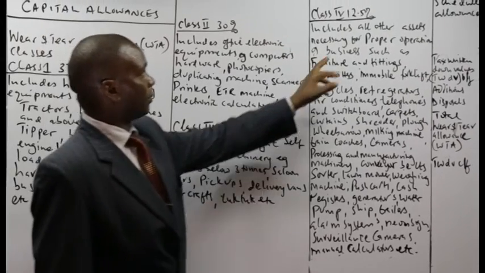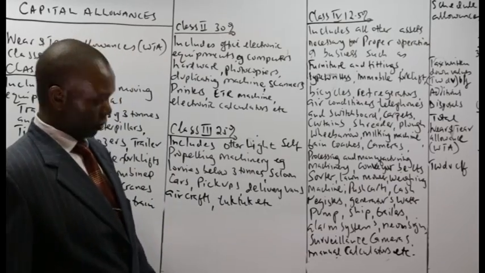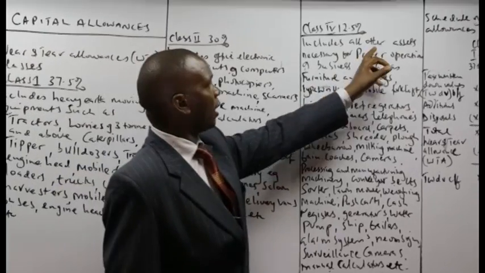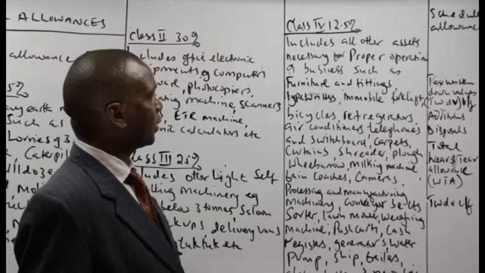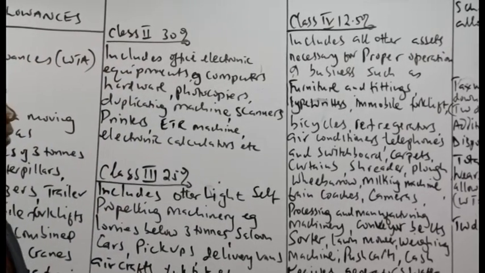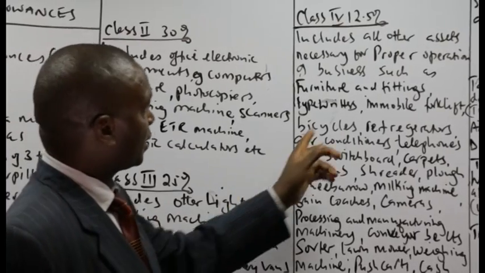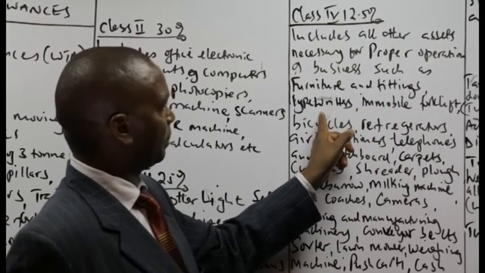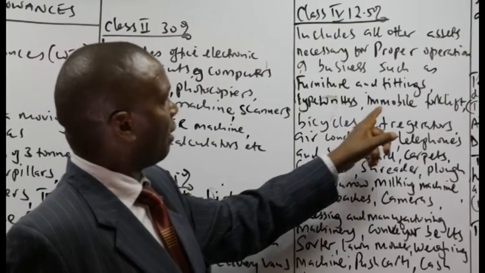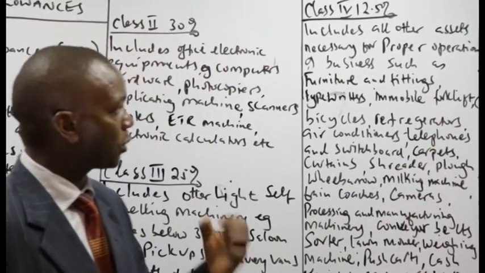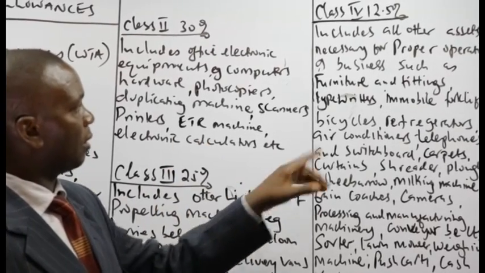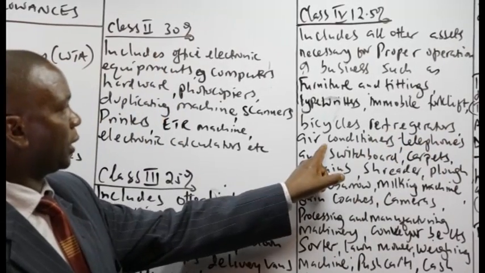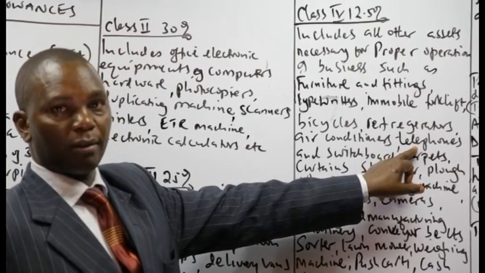Then we have class 4. The rate of wear and tear allowance is 12.5%. It includes all other assets necessary for proper operation of business. So all other assets now for proper operation of business, such as furniture and fittings. We have typewriters, basically the manual typewriters. We have the immobile forklifts, fixed ones, in other words, fixed. We have bicycles. We have refrigerators there, air conditioners, telephones, both fixed and mobile.